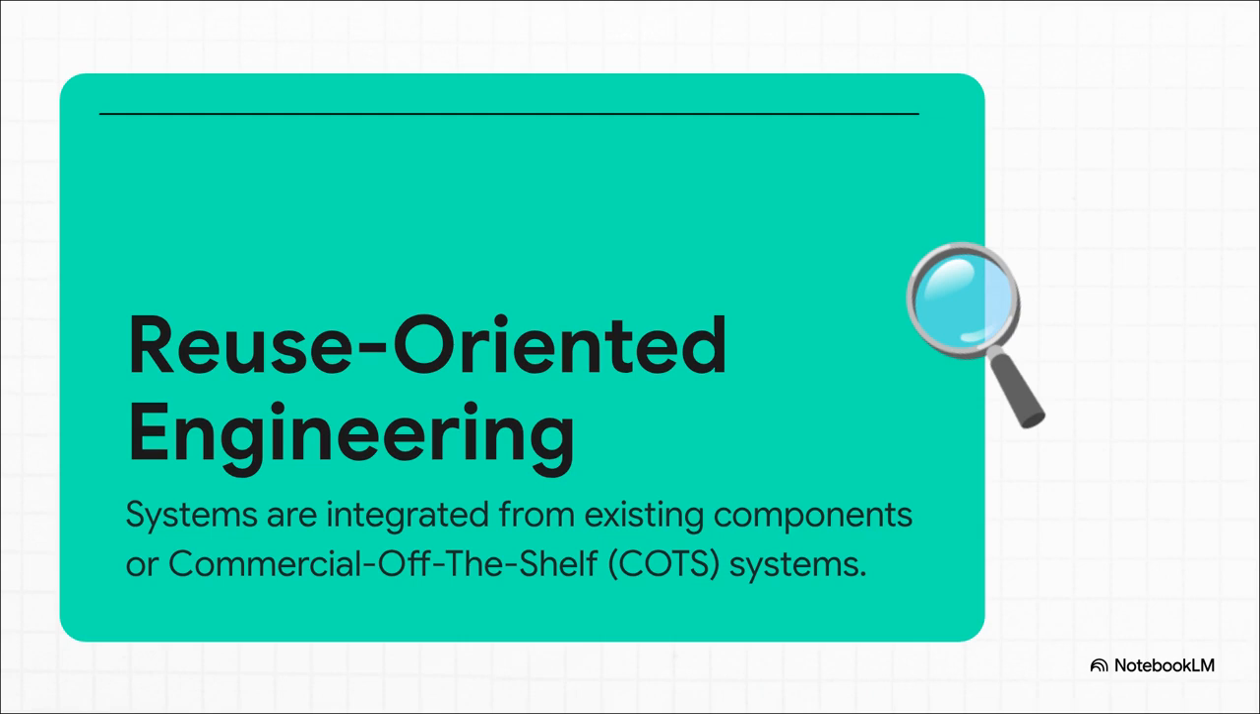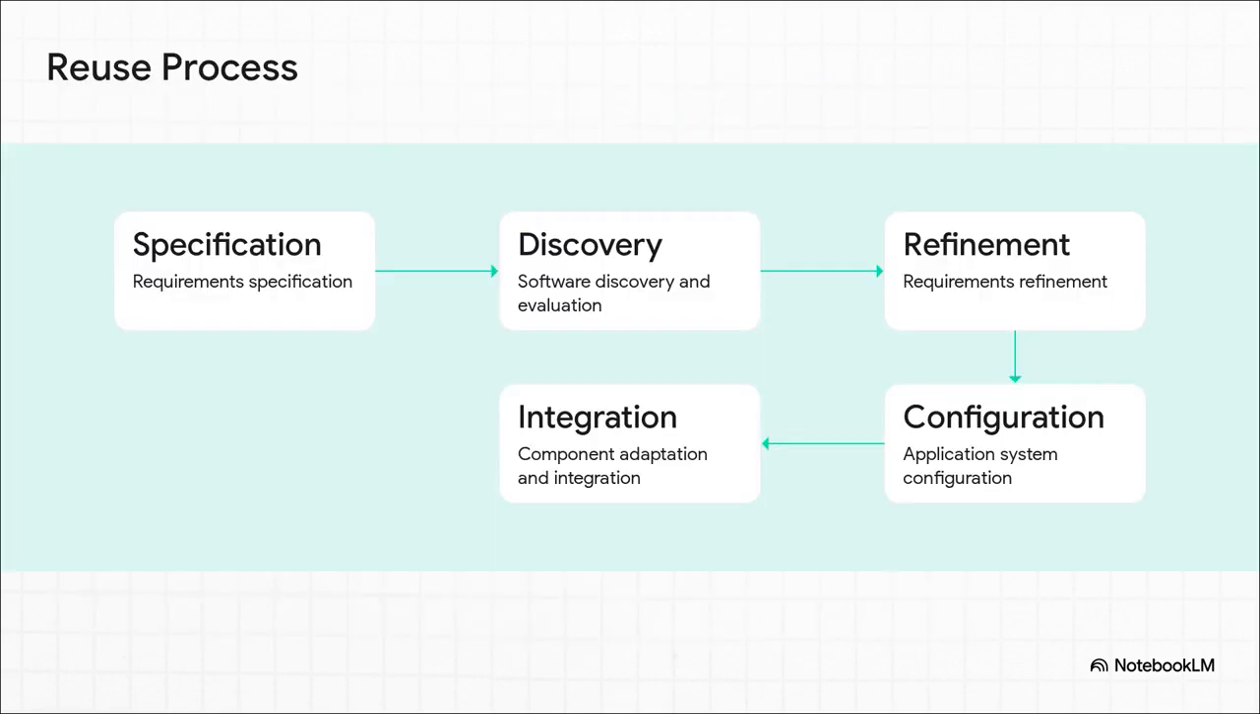You take existing software components or even whole off-the-shelf systems and stitch them together to make your new application. The playbook for this looks pretty different. A huge part of the work isn't designing, it's discovering. You're basically shopping for components that might work. You often have to adjust your own requirements based on what you can find out there. Then it's all about configuring those pieces and making them talk to each other.